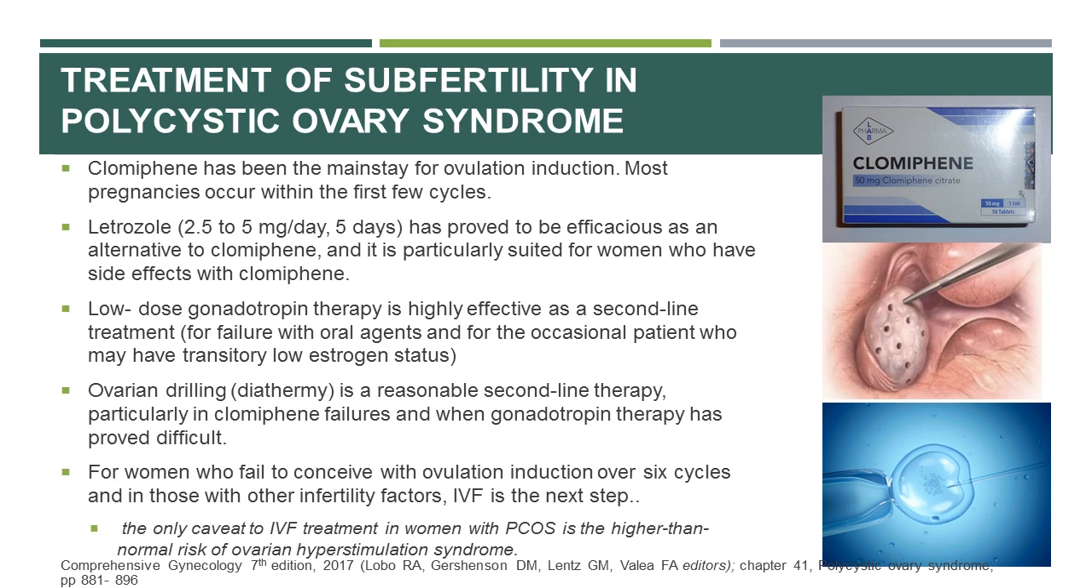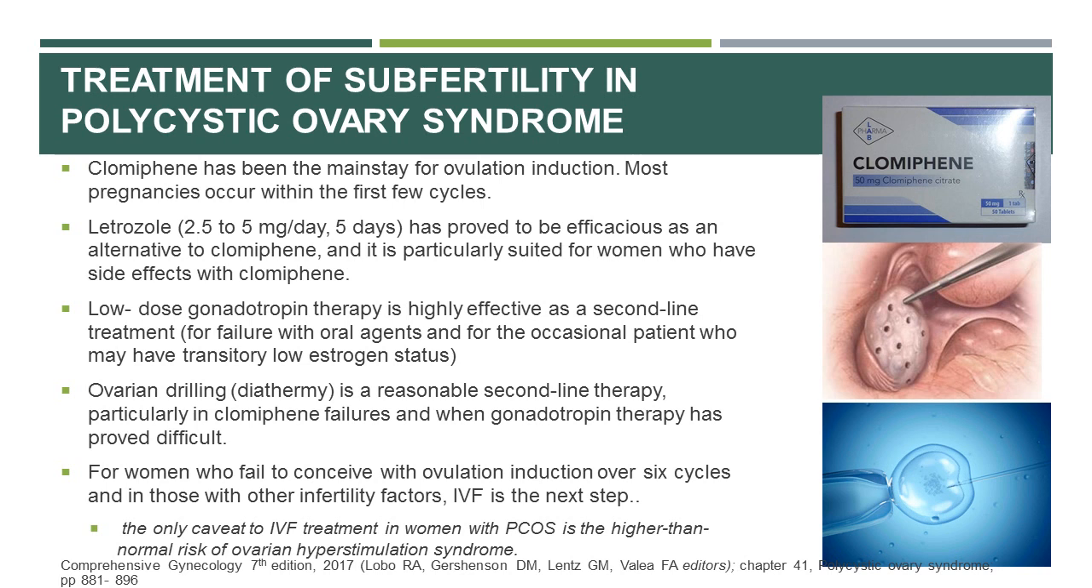Clomiphene has been the mainstay for ovulation induction, and most pregnancies occur within the first few cycles. Letrozole at a dose of 2.5 to 5 mg per day for 5 days has proven to be efficacious as an alternative to clomiphene citrate, and it is particularly suited for women who have side effects with clomiphene. Low-dose gonadotropin therapy is also highly effective as a second-line treatment for failure with oral agents and for occasional patients who may have transitory low estrogen status.